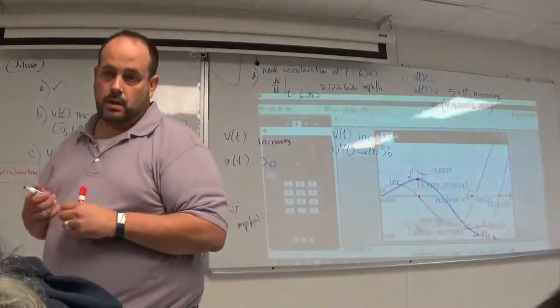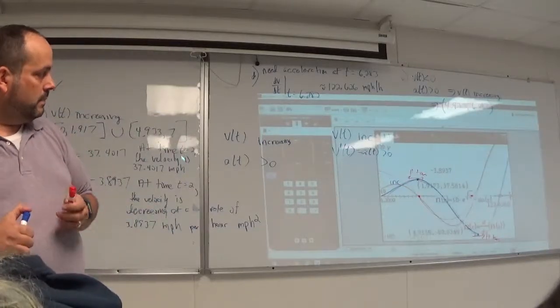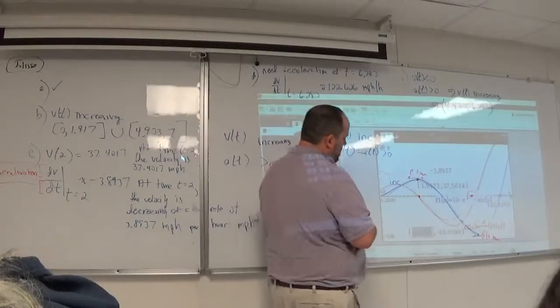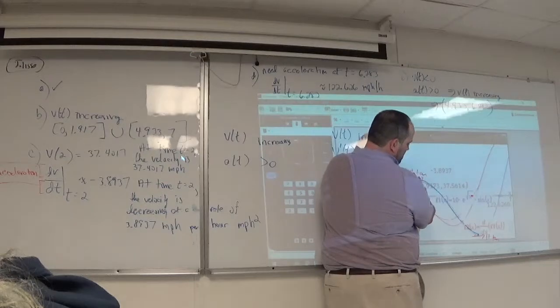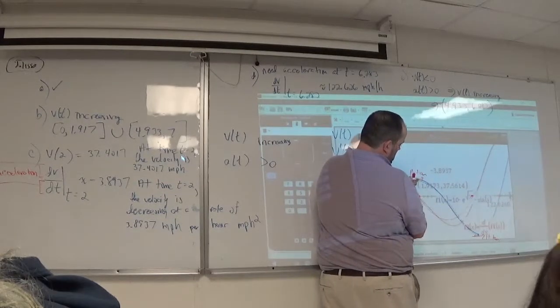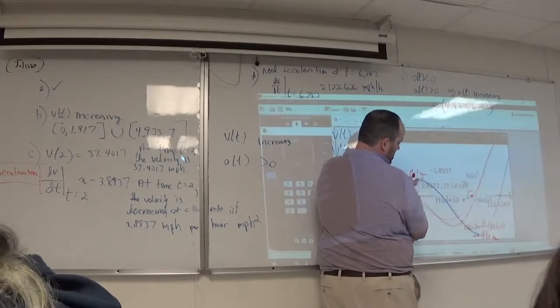So in the middle of the velocity graph, when the velocity graph, from right there. Can I show you?